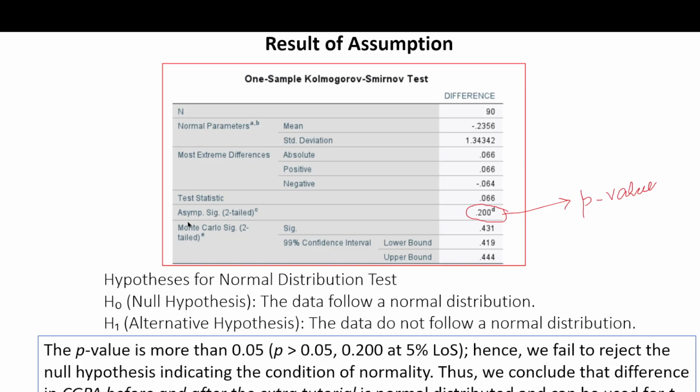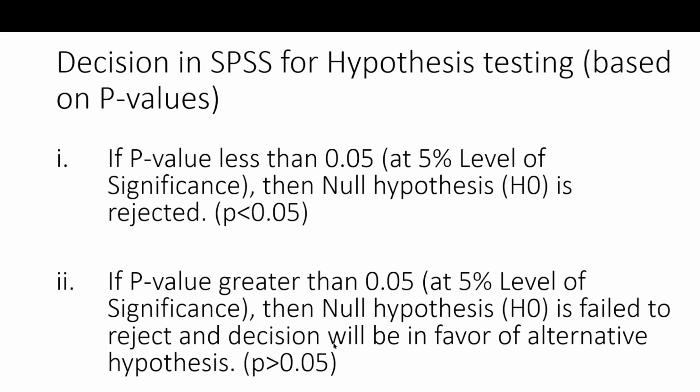results like this. The asymptotic significance, two-tailed, is 0.200. This is considered as the p-value. To check the normal distribution, we develop the null hypothesis as the data follows a normal distribution, and the alternative hypothesis is the data do not follow a normal distribution. So what is the rule of thumb? The rule of thumb in SPSS is if the p-value is less than 0.05 at the 5% level of significance, then the null hypothesis H0 is rejected, and if it is greater than 0.05, then we fail to reject the null hypothesis, and the decision will be in favor of the alternative hypothesis.